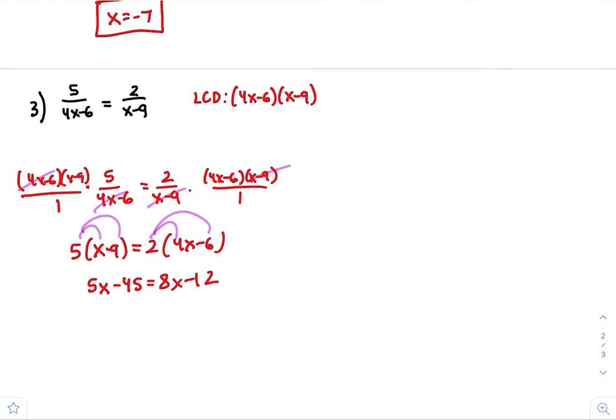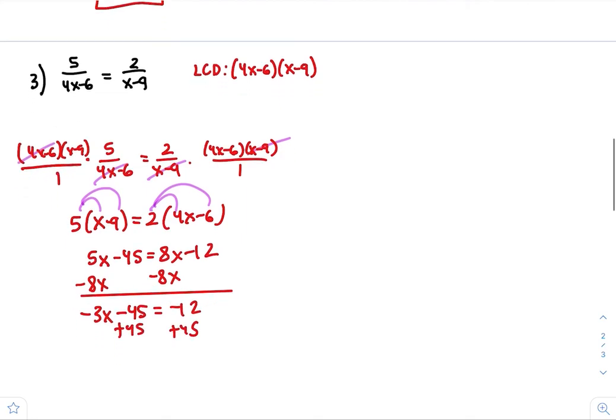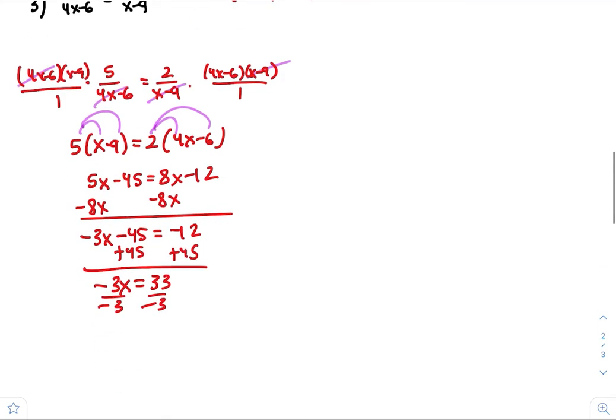Let's get variables on one side, so I'm going to subtract both sides by 8x. I always like having it on the left-hand side. Let's add 45 to both sides. So variables on the left-hand side and constants on the right-hand side. Let's divide both by -3, and x is going to equal -11.